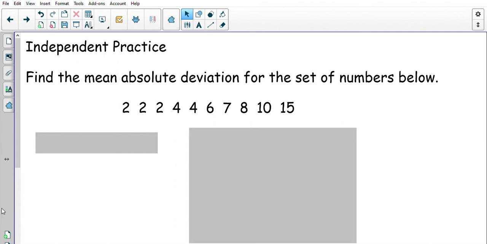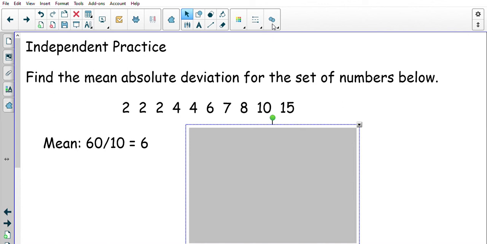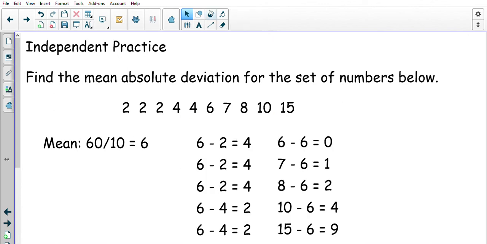All right, so hopefully you paused the video and you tried this question. Find the mean for this set of numbers, add them up, divide by 10 since there are 10 numbers. The sum of the numbers is 60, divided by 10 gets us a mean of 6. Now, for the next step, find the difference between each number and your mean, which was 6.